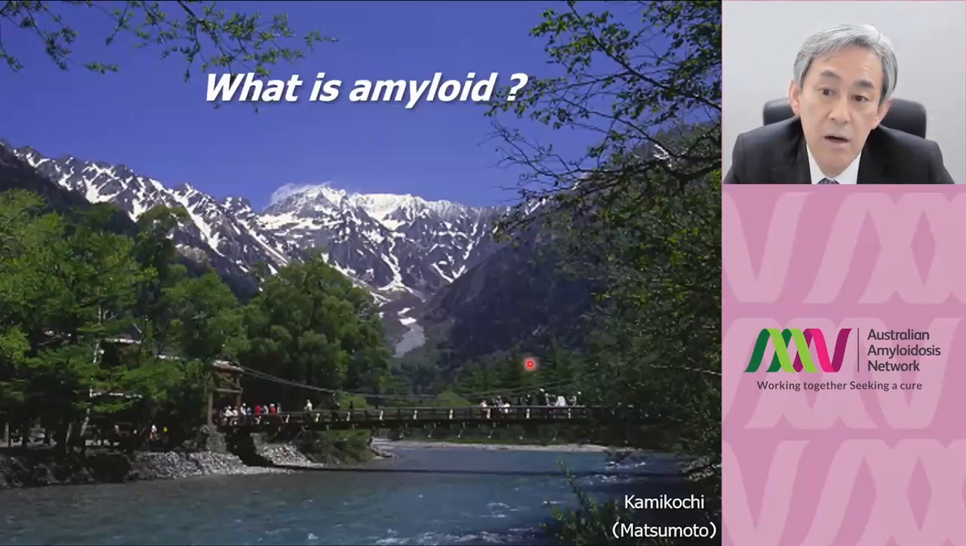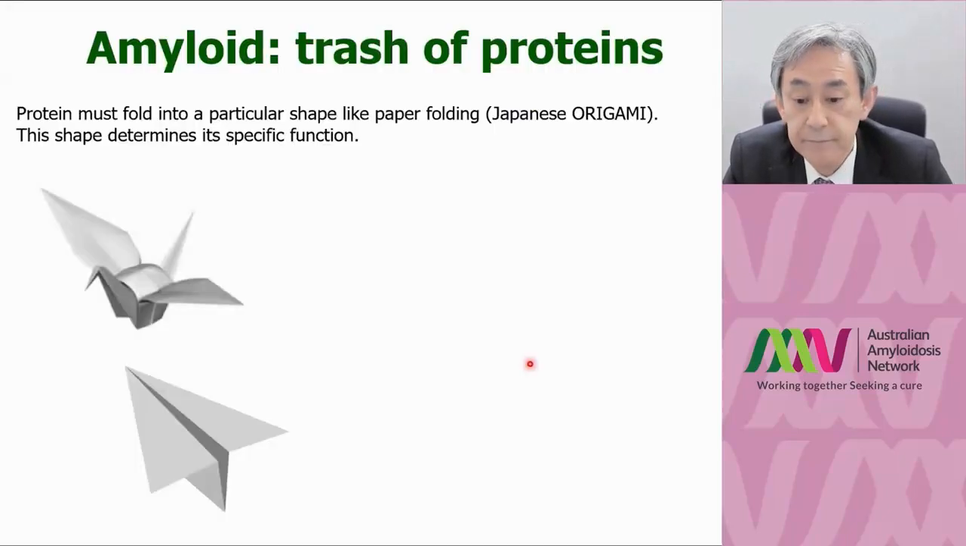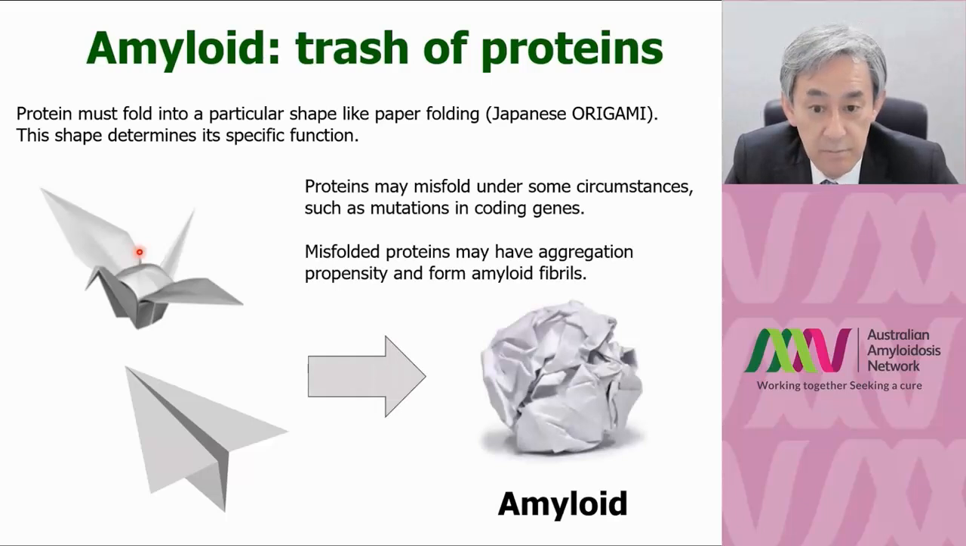So next, I'd like to talk about what amyloid is. Amyloid is a kind of trash of protein. Protein must fold into a particular shape like Japanese origami, and this shape determines its specific function. However, proteins may misfold under some circumstances, such as mutations in coding genes, and misfolded proteins may have aggregation propensity and form amyloid.